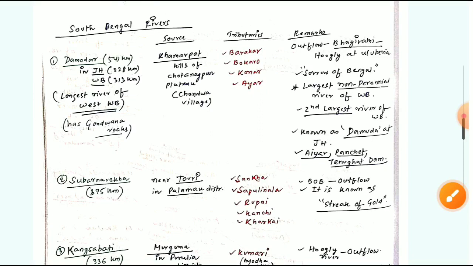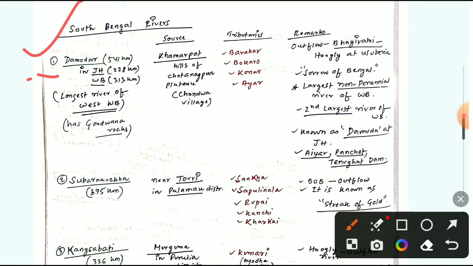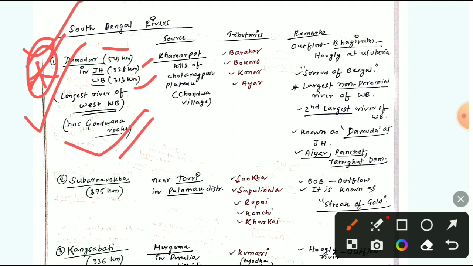Next are the South Bengal rivers. First is Damodar, a very important river. 41 kilometers in Jharkhand, 228 kilometers, and in West Bengal 313 kilometers. It is the longest river of West Bengal and has Gondwana rocks, since it comes from the Chotanagpur plateau. Source is Kamarpath, hills of Chotanagpur plateau, that is Chandwa village.